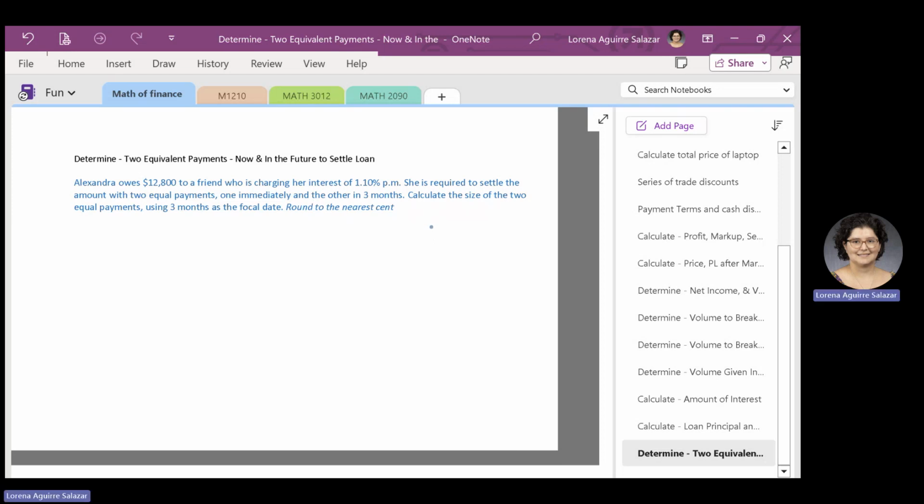Hello, and welcome to this problem on determining two equivalent payments now and in the future to settle a loan. We have the following problem to work with.